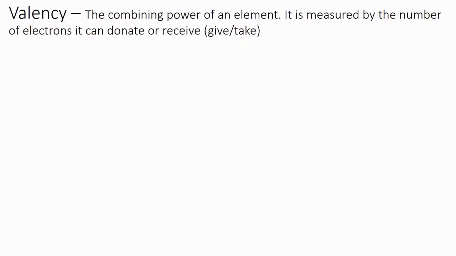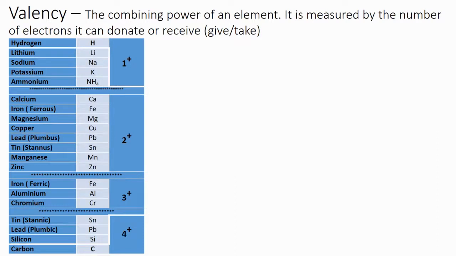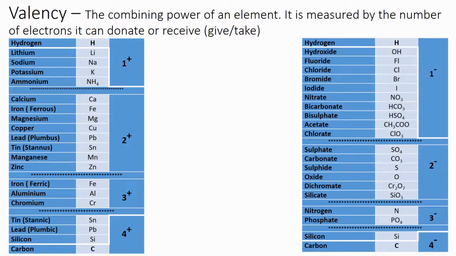Valency is the combining power of an element. It is measured by the number of electrons it can donate or receive. Here we have all the elements which will give away electrons, so they are positive. They are mainly metallic in nature. Here we have the elements and radicals which will accept the electrons, so they are negatively charged.